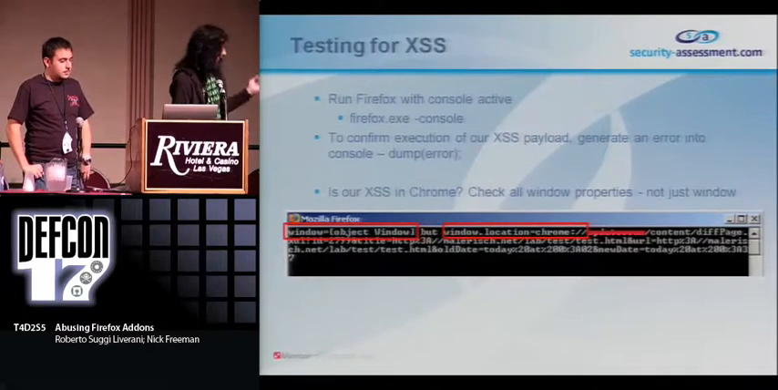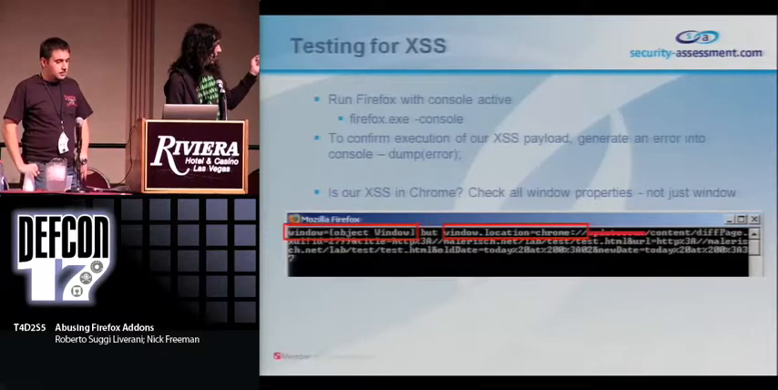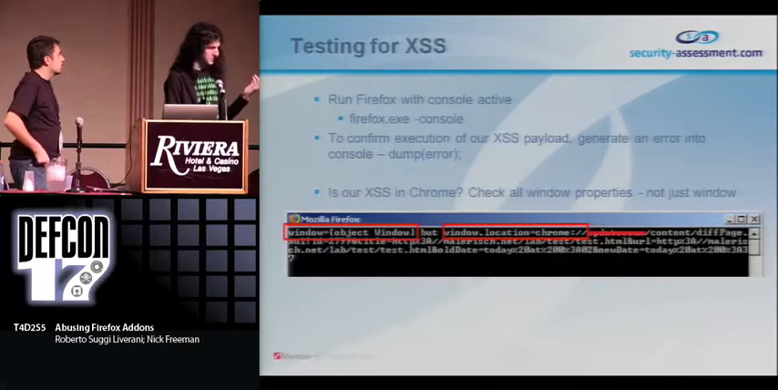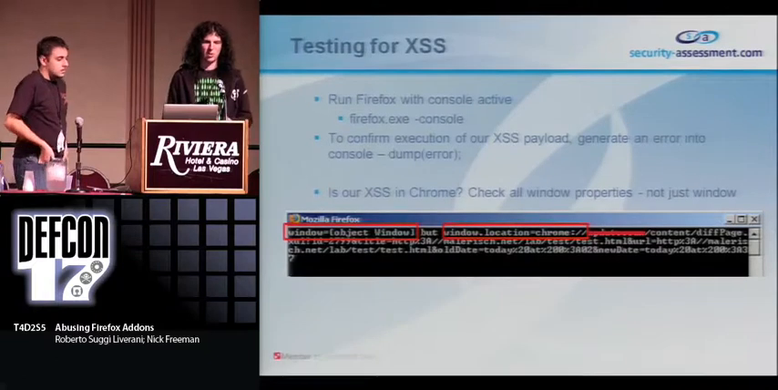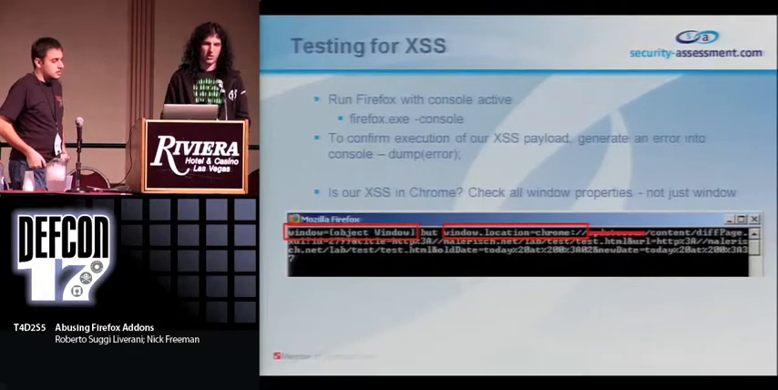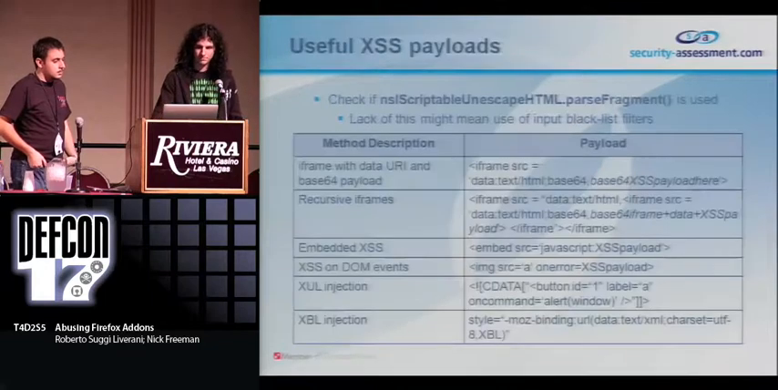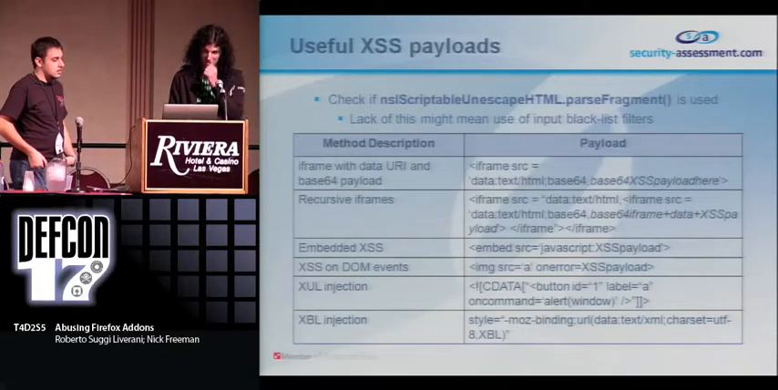You can see in the two red boxes it's a window object, but it's in the Chrome URI. It can also just be a Chrome window. So there are different ways; don't rely on just one to see if you're in the Chrome zone or not. Here's a list of the XSS payloads that we ended up using.